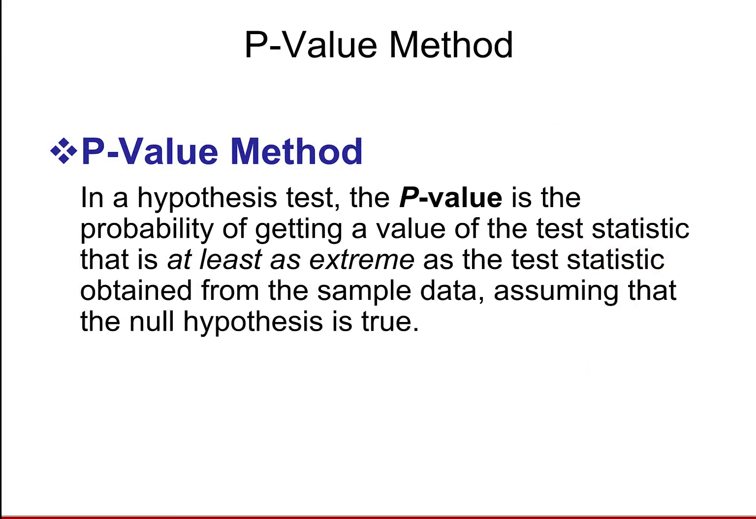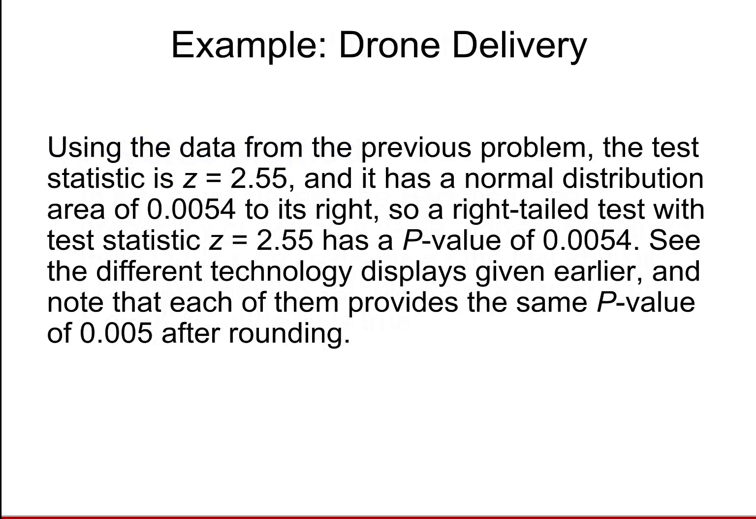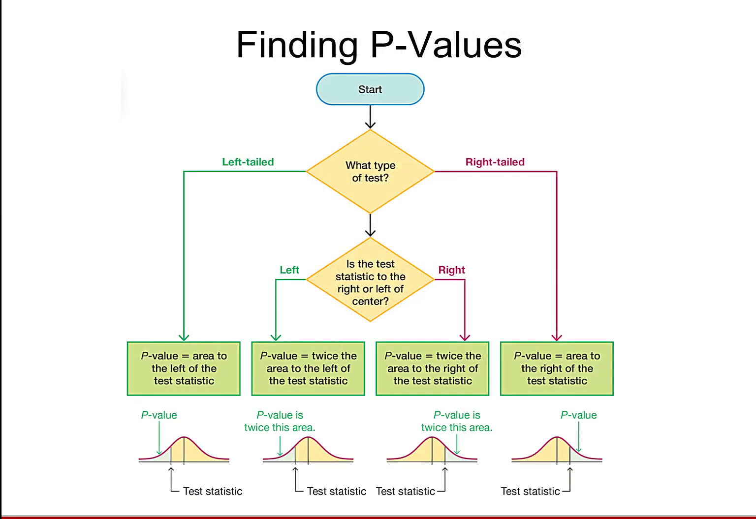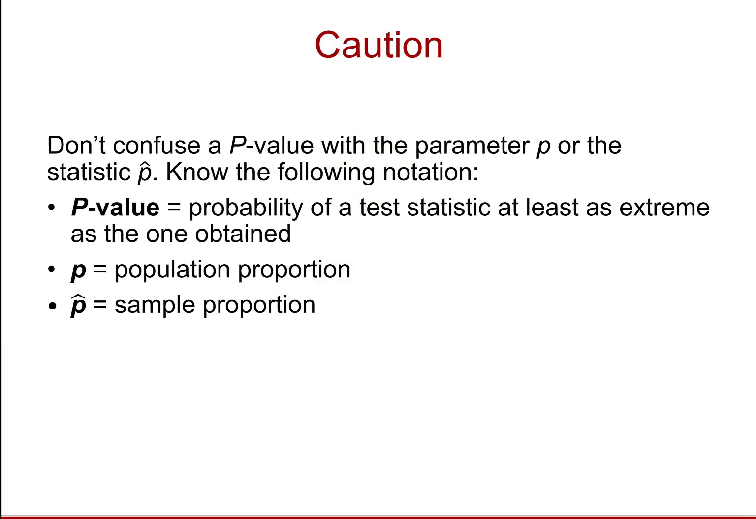And the p-value method is using a p-value. The p-value is the probability of getting a value of the test statistic that is at least as extreme as the test statistic obtained from the sample data, assuming the null is true. So using the data from the drone example, the test statistic was z equal 2.55, and has a normal distribution probability of 0.005. So the right tail test with this test statistic has a p-value of 0.005. And so that tells us it's pretty unusual to get that particular result.